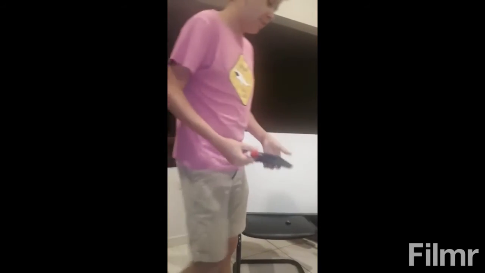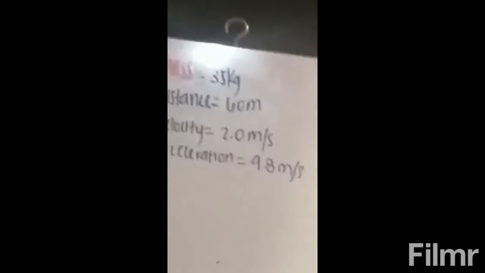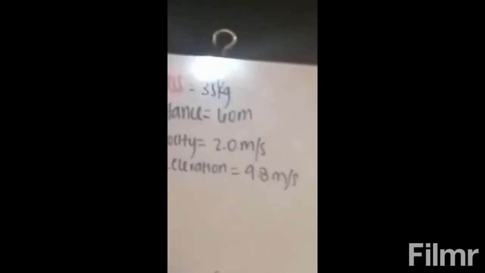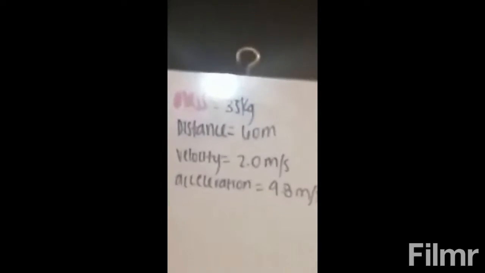Okay, so we have the given information. We have the mass, 35 kilograms, the distance, 60 meters, the velocity, 2.0 meters per second, and the acceleration, 9.8 meters per second squared. To do this, we need the velocity formula. That's velocity equals distance over time.